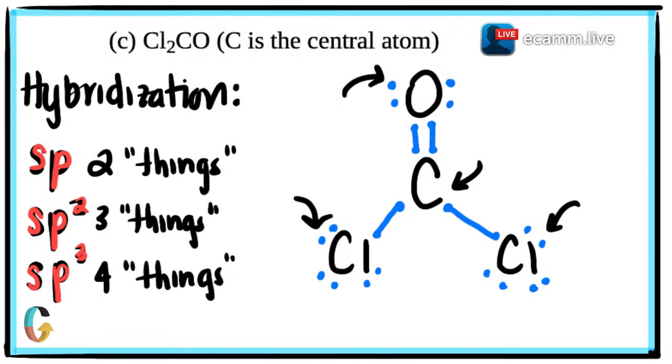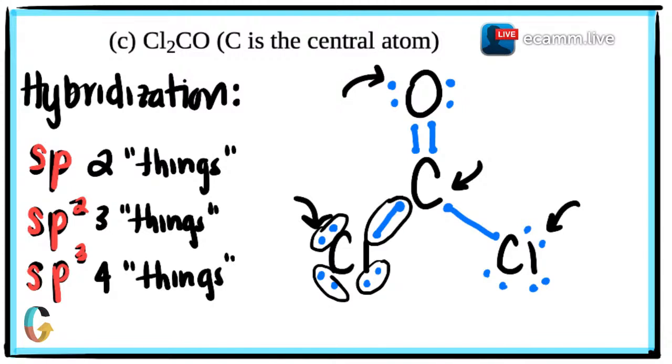So, let's focus on the chlorine. Maybe I'll make this a little bigger. Here we go. Let's focus on that chlorine, right? How many things are around this chlorine? Well, I have one lone pair. That was one thing, right? Remember, a lone pair is two dots. I have another lone pair, so that's two things already. I got another lone pair, and then I have the single bond.